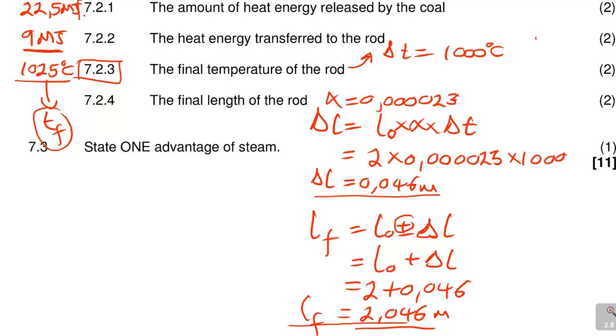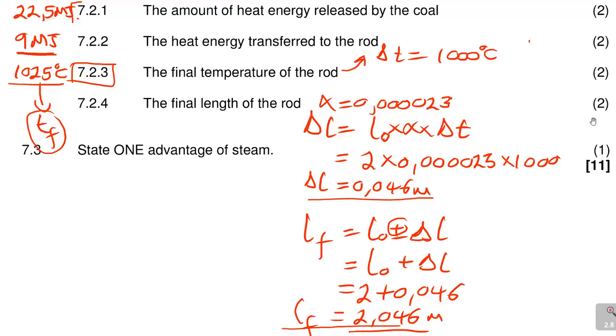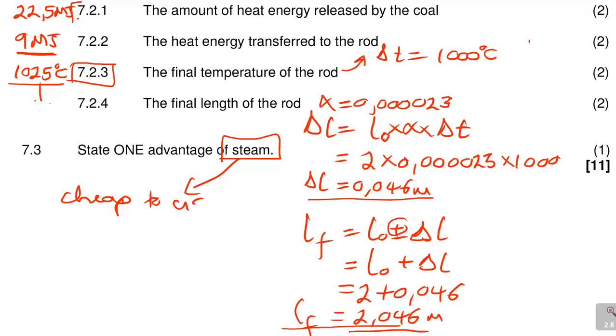So that is this, guys. For you to be able to do those calculations, that's how you approach them. And in this case, this was 10 marks. Now the last question, which is 7.3, says state one advantage of steam. There are many advantages of steam. Sometimes they can say state two, but number one is that it is cheap to use. There are many of them, but a simple one is that it is cheap. Number two, it is renewable.